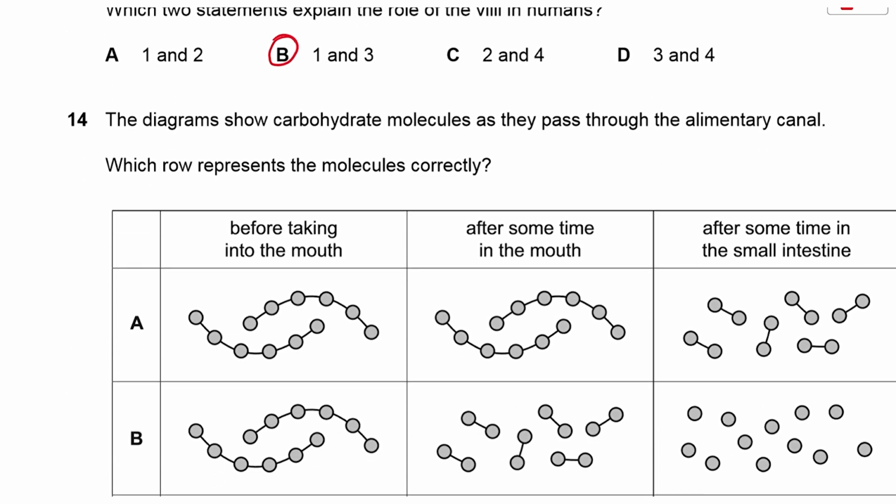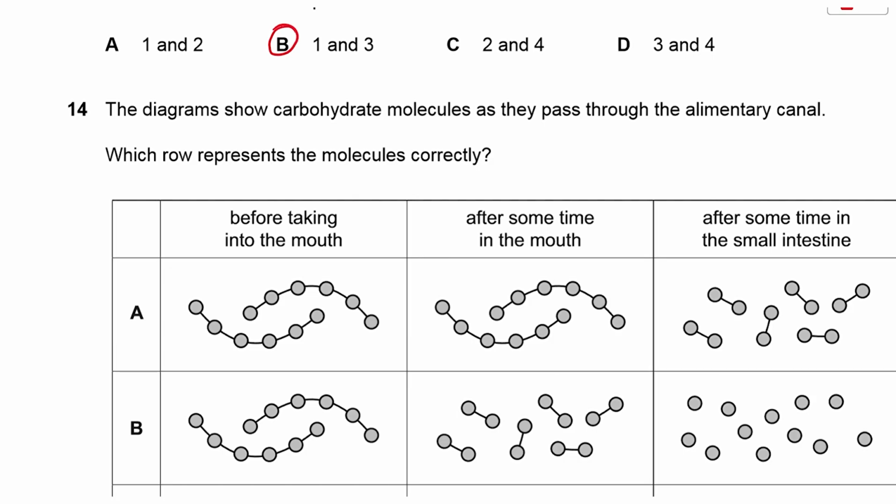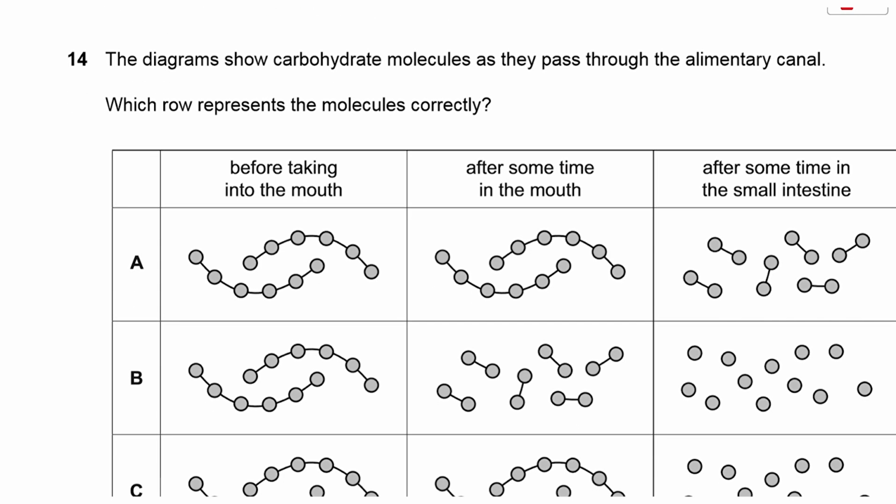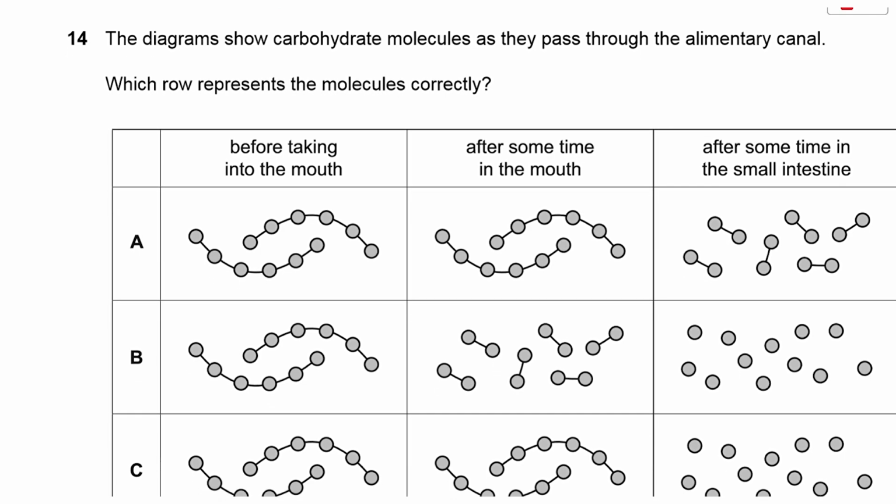Number 14 says the diagram shows carbohydrate molecules as they pass through the alimentary canal. Which row represents the molecules? Before, we have like 3 columns.